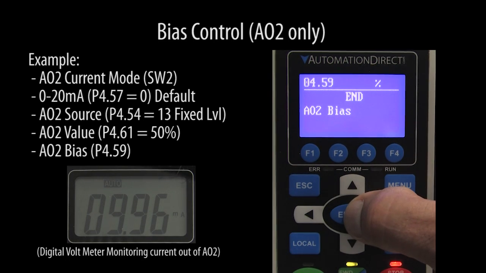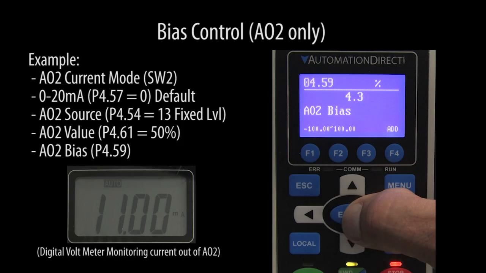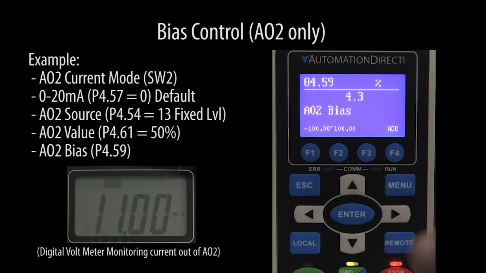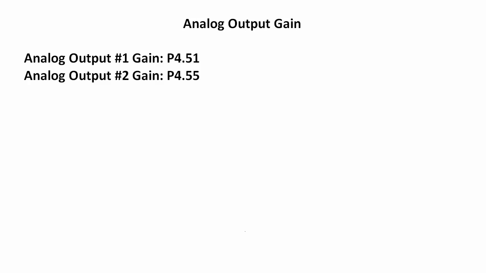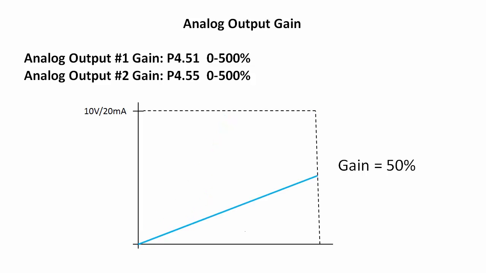Let's bump it up a little. Yeah, a little bit more. A little bit more. Bingo. Now, when any source that's driving analog output 2 is at 50%, analog output 2 will send out 11 milliamps. Cool. You can also change the gain of the output from 0 to 500%. So if we double the gain, the output would look like this. If we reduce the gain to 50%, the output would look like this.